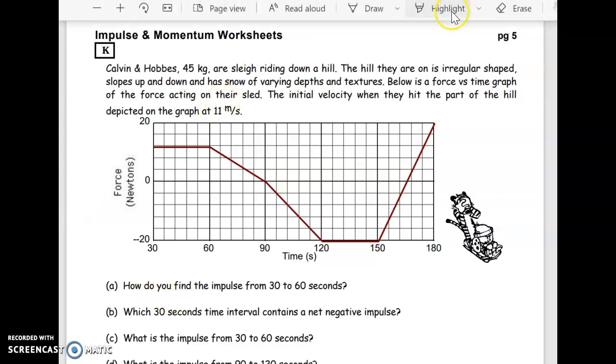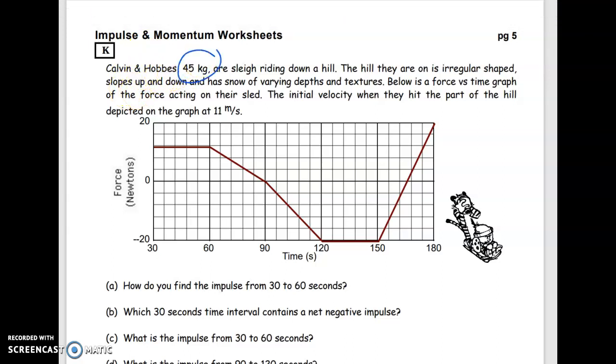All right, so for this video, we're going to be calculating the impulse based on a graph. So here, as you can see, we have a force versus time graph. For this scenario, we have Calvin and Hobbes, and it says that their mass is 45 kilograms. We'll need that in a little bit.